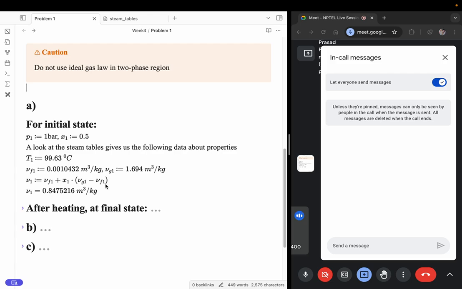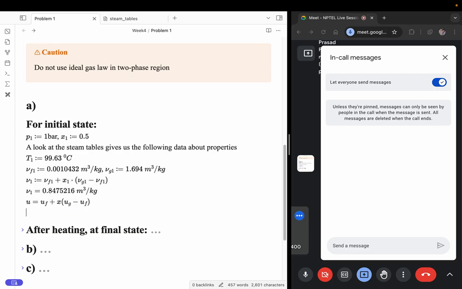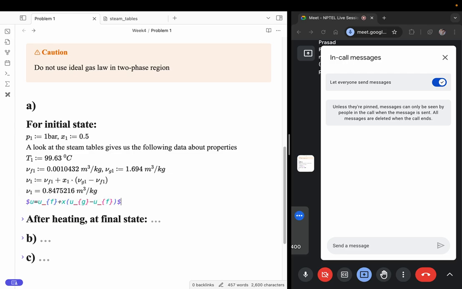You can similarly do this for the other properties. For example, you can write the internal energy at this particular state as the internal energy in the saturated liquid state plus the vapor fraction times the saturated vapor state minus the saturated liquid state. Similarly for enthalpy, entropy, whatever other properties you want to calculate.